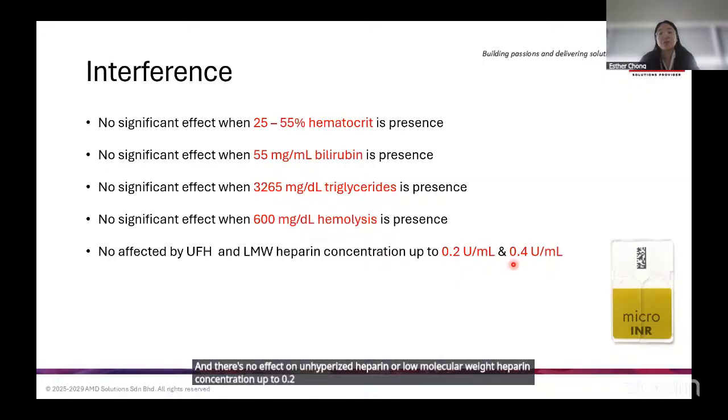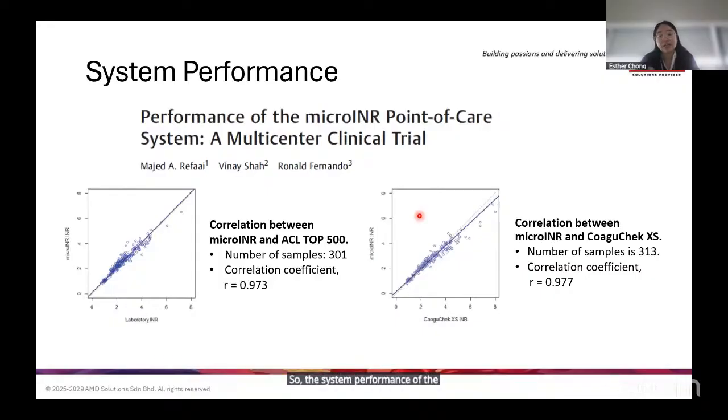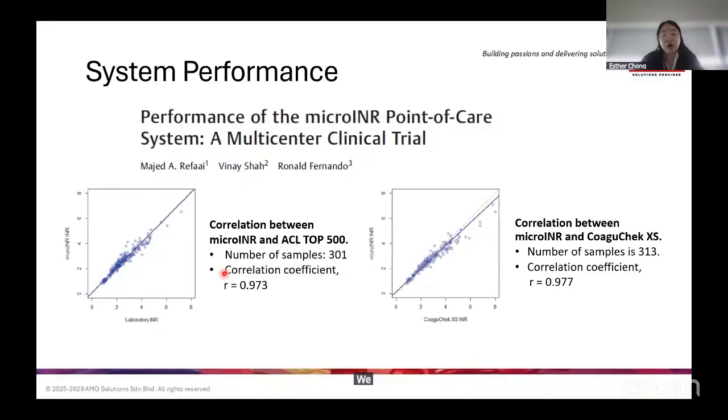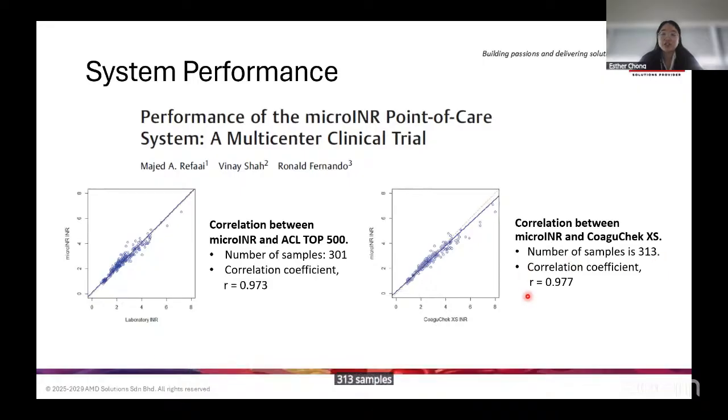The system performance of the iLine Micro INR system has been tested against SL Top and also CoaguChek. In the correlation study with SL Top, the iLine Micro INR system obtained an R value of 0.973, which is very high. The correlation study with the CoaguChek XS Roche PT/INR machine with 313 samples gave a correlation coefficient of 0.977, which is very high.